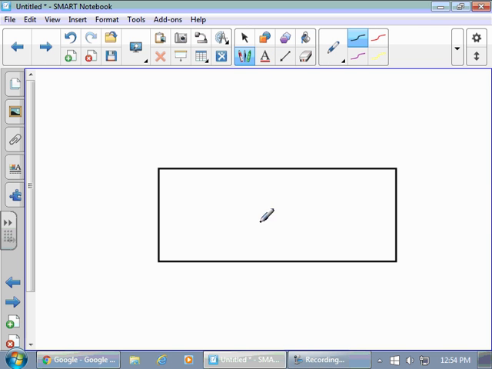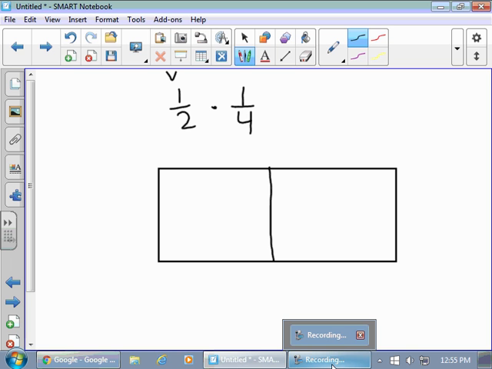Alright. So my fraction was what? 1/2 times 1/4? This one is vertical. Vertical. So I'm going to go here and cut this in half. And now you're going to shade 1 out of the 2 squares.